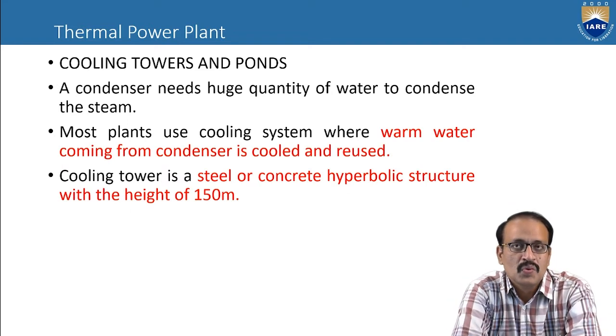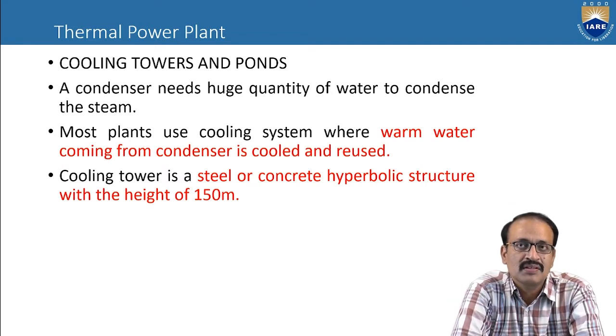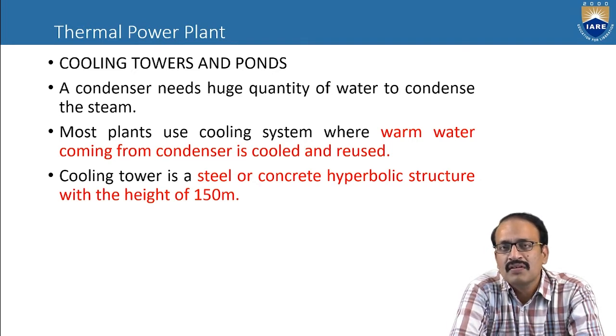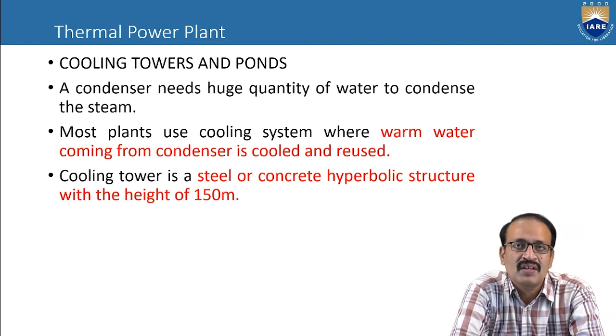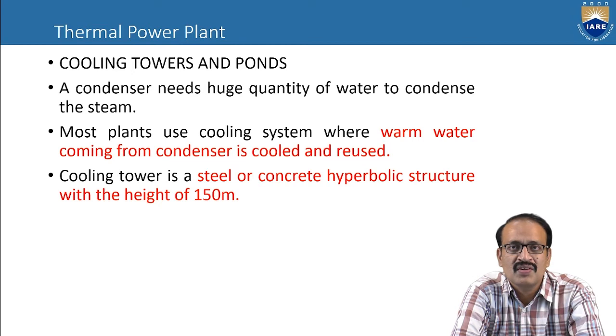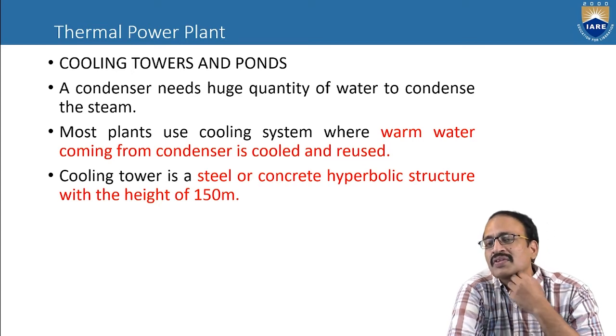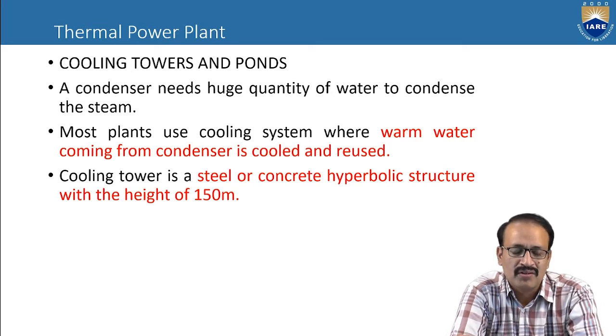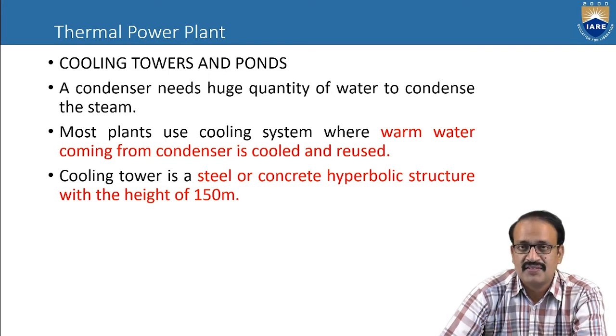And next, cooling towers and ponds. We can use cooling towers and ponds for condensing the steam. A condenser needs a huge quantity of water to condense the steam. Instead of that, we can use the cooling towers or ponds. It is a hyperbolic structure made of steel with a height of 150 meters.